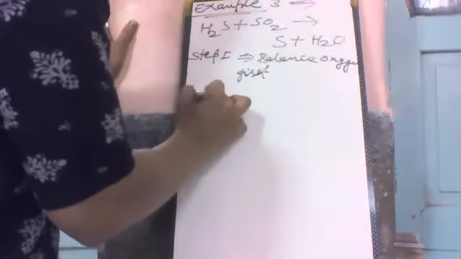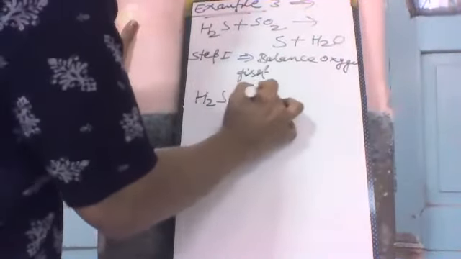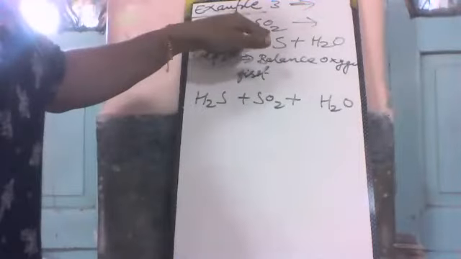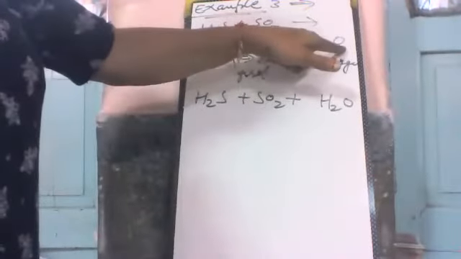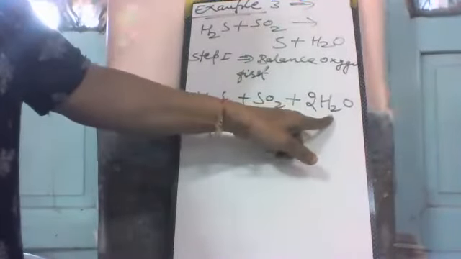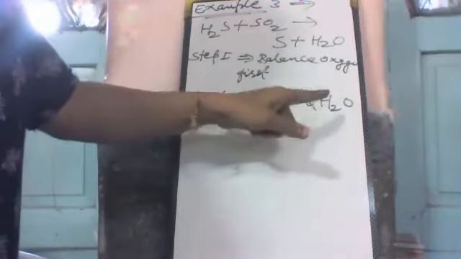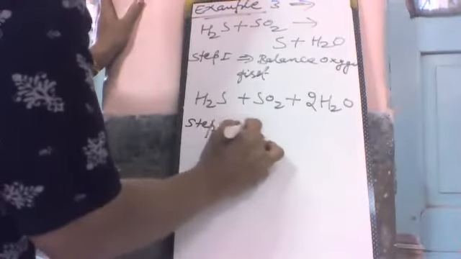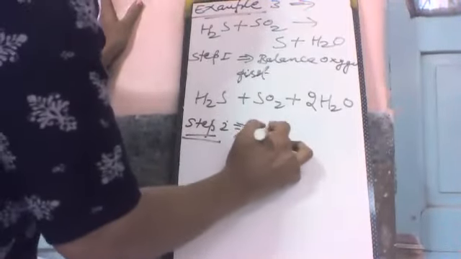See, H2S plus SO2 gives S plus H2O. See, the number of oxygen is 2 here, but here it is 1 only. To make it 2, we have to put 2. And on putting this 2, the number of hydrogen becomes 4. After that, balance the number of hydrogen.